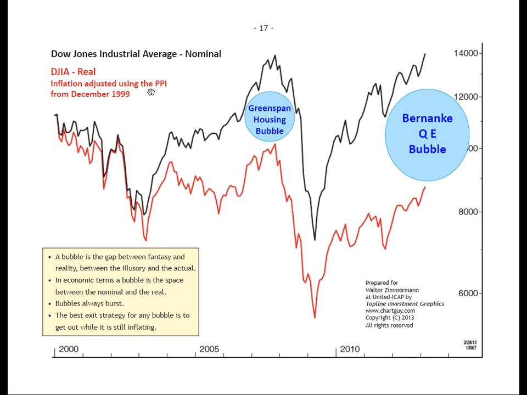Adjusted for inflation with this red line, what do we have? We have the peak in 2000, a lower high in 2007, and we're way below the 2007 highs even now. This chart was put together yesterday, so this is not outdated. This is as of yesterday. And what we also have is a low and a lower low. What's the definition of a downtrend? A series of lower highs and lower lows.